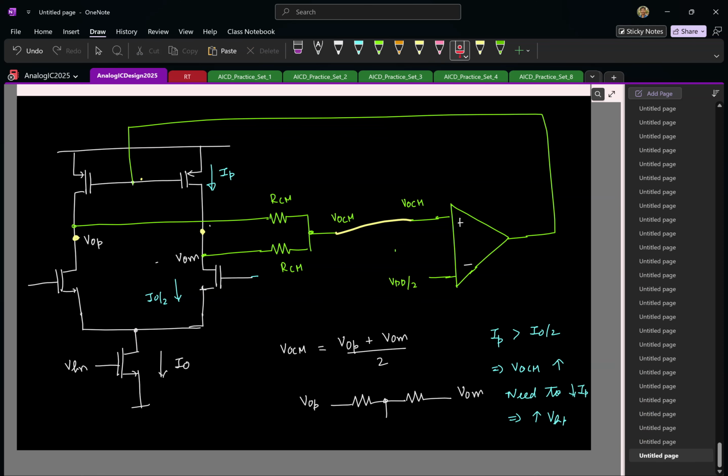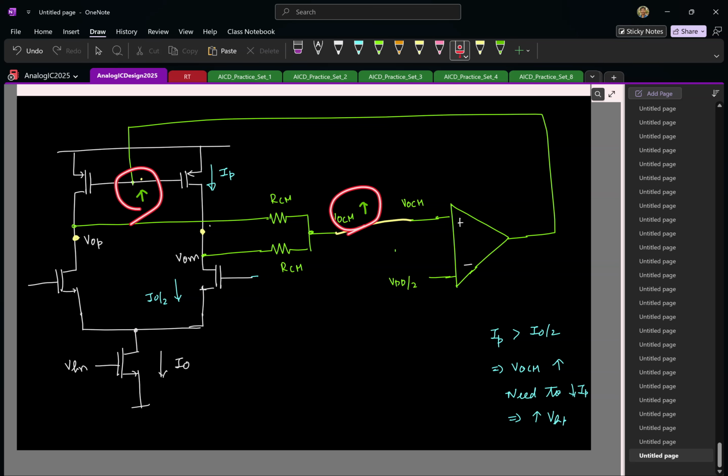So let me have this. Let me erase this. Is this clear? And of course, one trivial way to make a common mode feedback is this. I see that if my VOCM increases, I have to go and increase the gate voltage, right? That's what I wanted. So here I see that this voltage is increasing. I want to increase this voltage.